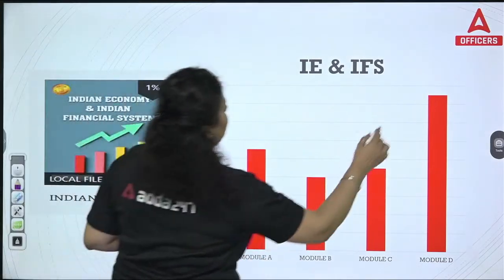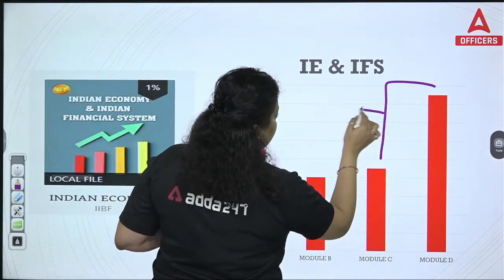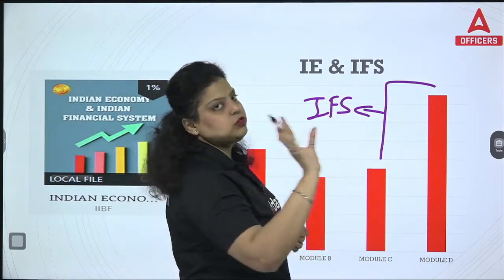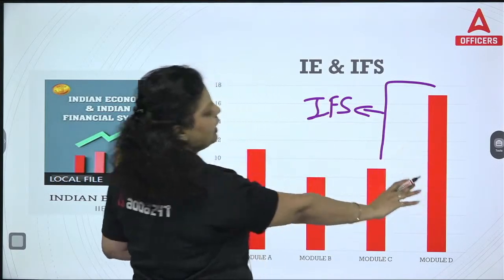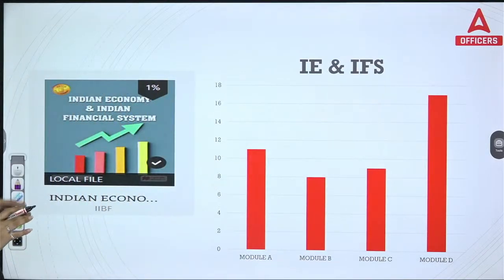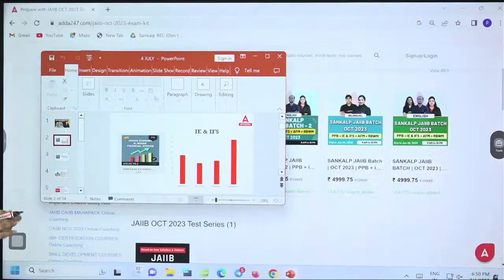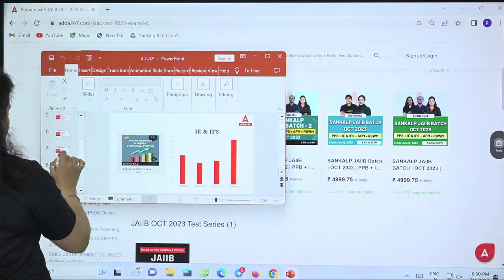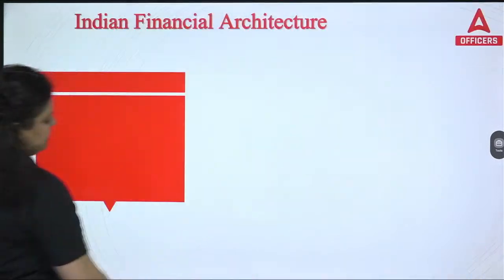These two modules, C and D, cover your Indian financial system. They are totally based on concepts. There is no data you have to memorize here. This is related to concepts. And the maximum number of questions will be asked from these two modules because, it is obvious, they have the major syllabus.